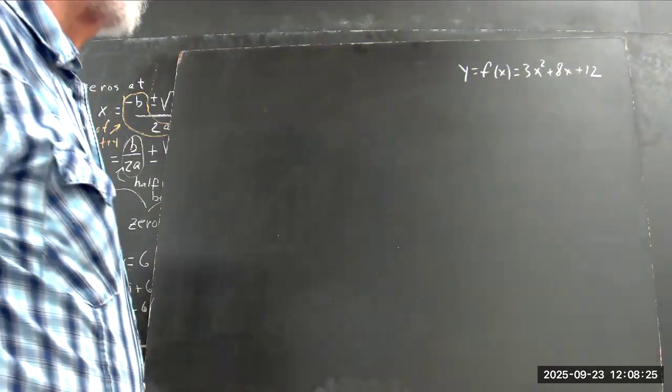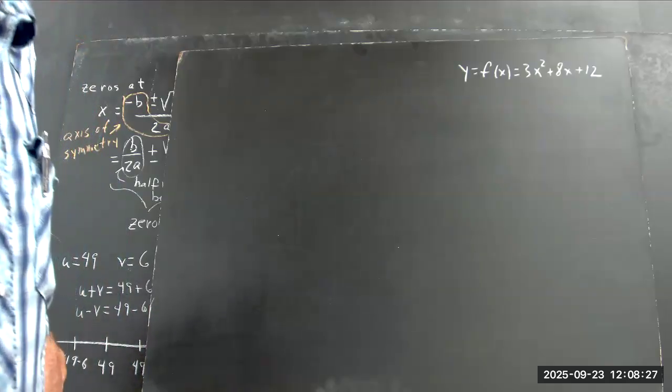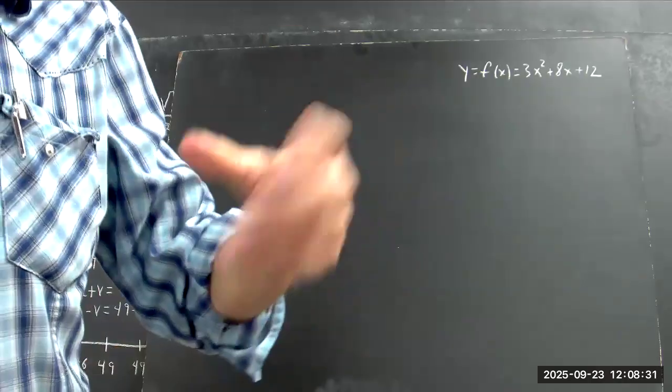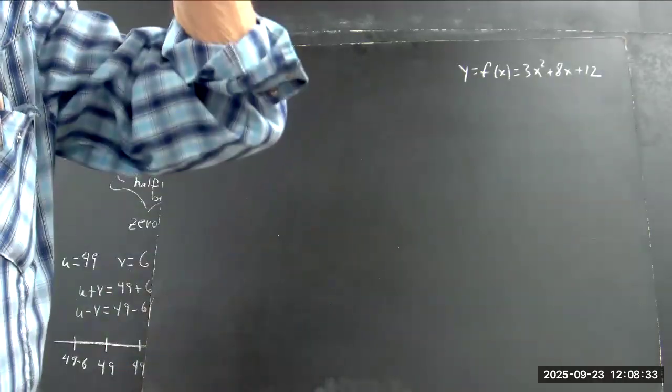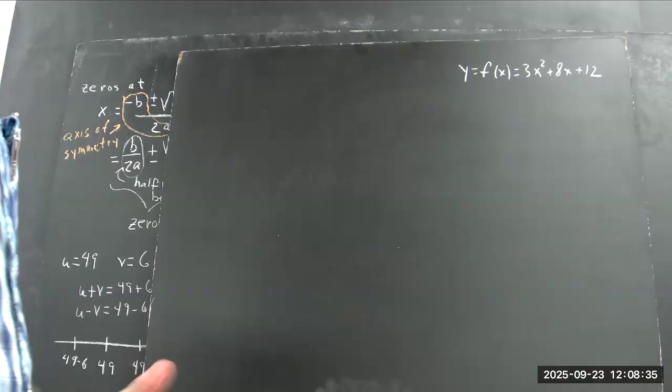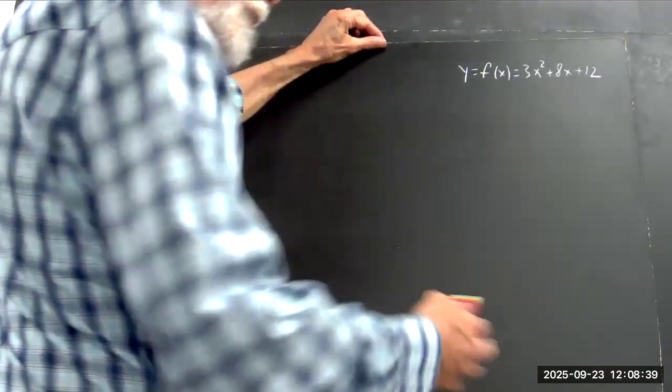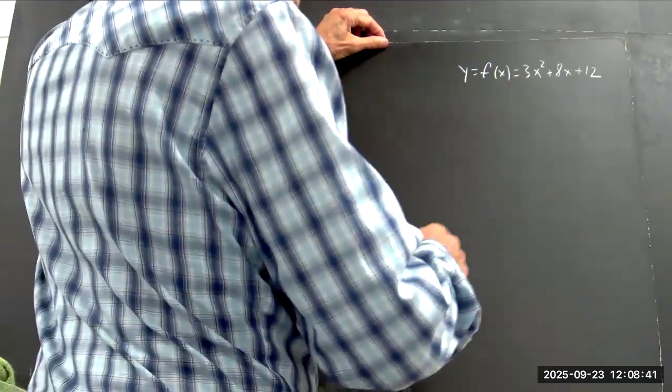Y equals f of x equals 3x squared plus 8x plus 12. I don't think that's likely to factor, because I just picked those numbers randomly, and if you use random numbers, you probably get something that doesn't factor. But if it does, that's okay, because I'm just going to use the quadratic formula.